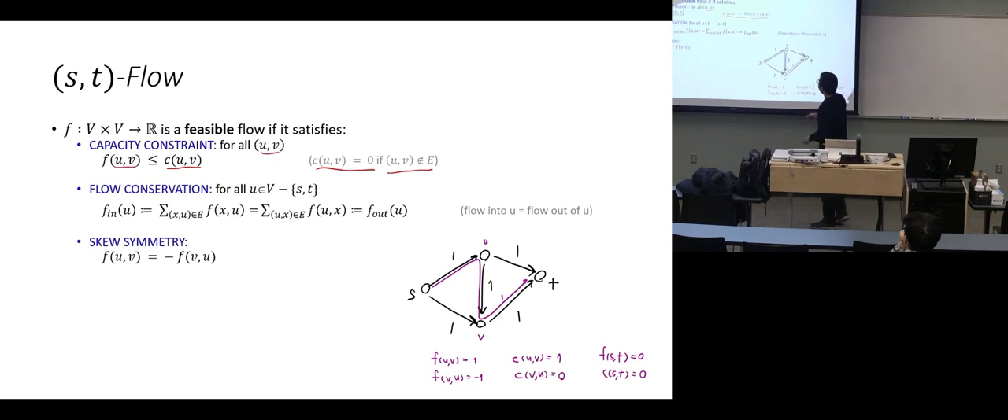So for example, if I send flow like this, from S to U to V to T, then the flow from U to V here is 1, and this respects the capacity because the capacity is 1. And with this notation that the flow is skew symmetric, the flow from V to U is minus 1, but it also respects the capacity because the capacity from V to U is 0. There's no edge from V to U. How about from S to T? There's just no edge here. So the flow is zero, the capacity is zero. All right. So that's a more mathematical way to write what a flow is, what an ST flow is.